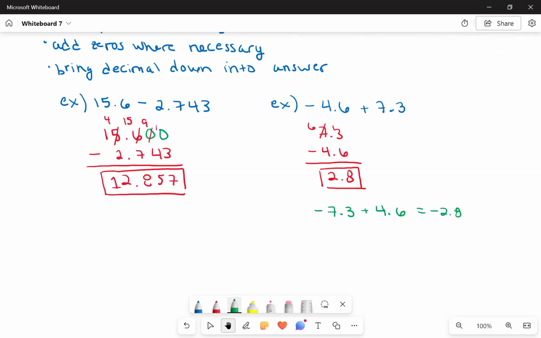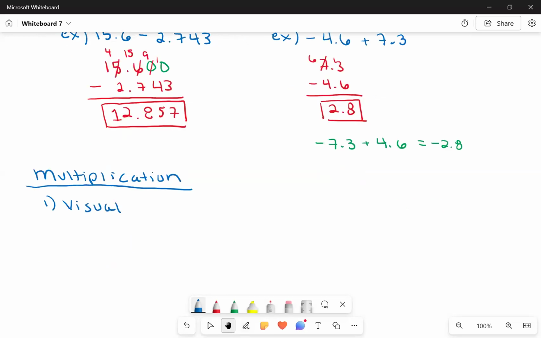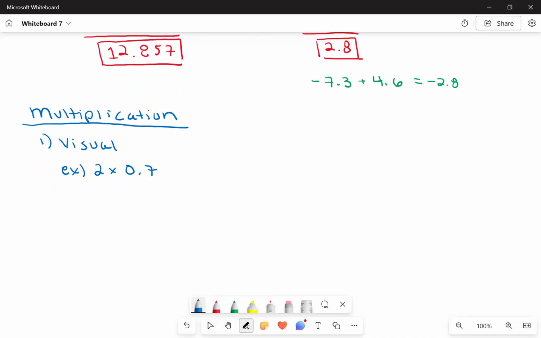All right. Moving on to multiplication. Remember, multiplication is repeated addition. So that's how they approach the visual. The first visual they show is repeated addition. So let me go ahead and show that. Typically we would use this when we have a decimal mixed with a whole number, like 2 times 0.7. So for this, we're going to do 0.7 twice.